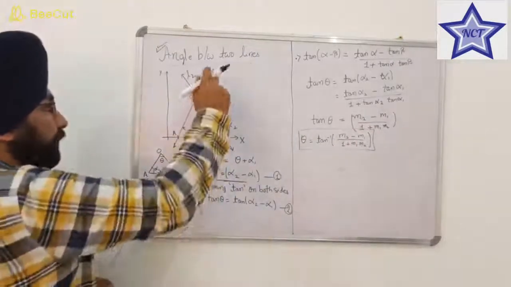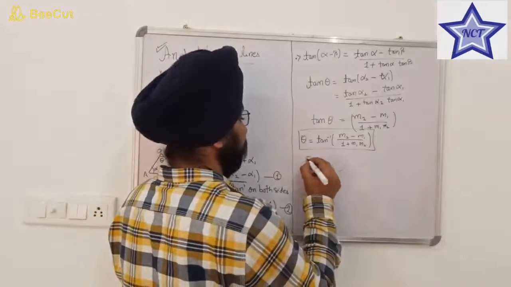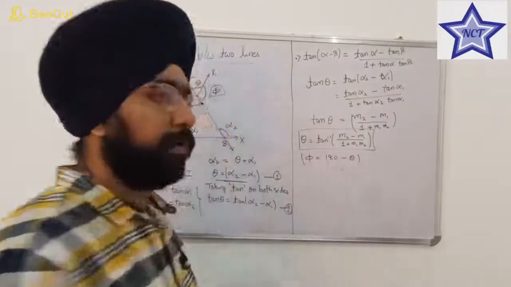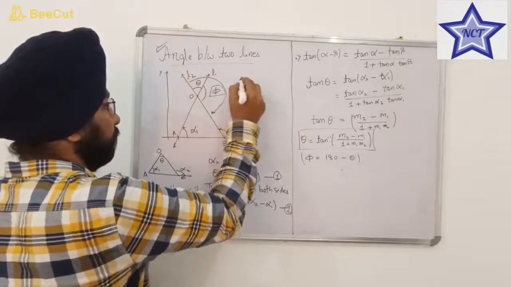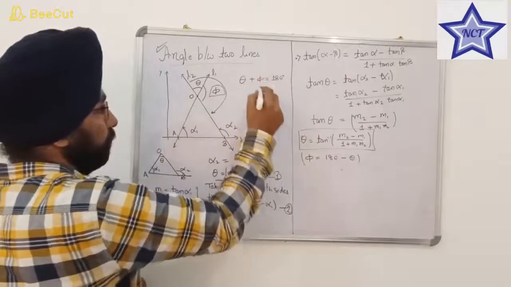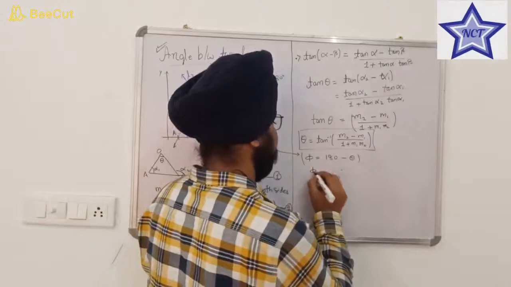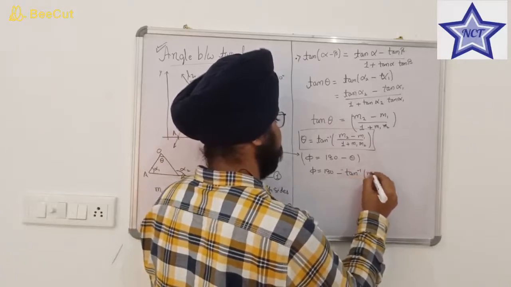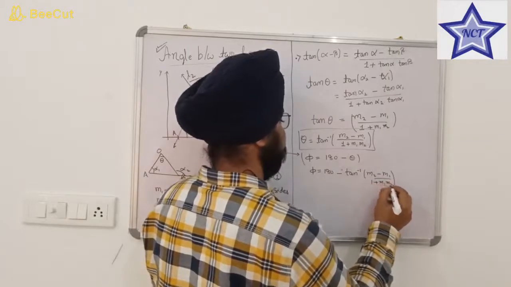Now, the angle between two lines can also be written as phi. We can also write phi equals 180 minus theta using the angle sum property. The total angle is 180 degrees, so I can write theta plus phi equals 180 degrees. Using this equation, I get phi is equal to 180 minus theta. So I can write phi is also equal to 180 minus, replacing the value of theta, tan inverse of m2 minus m1 upon 1 plus m1 m2.